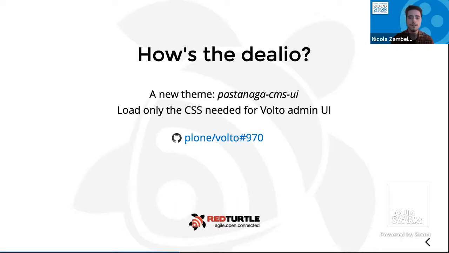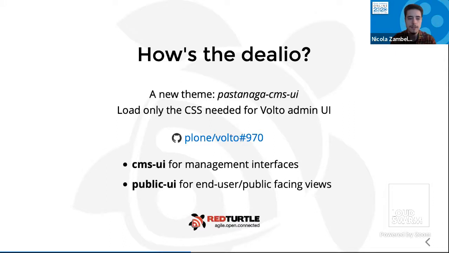The whole process has been discussed a lot and analyzed in the PR you see here, the 970, which is quite interesting if you want to read further. So now in Volto, the body element and some critical components have a CSS class to classify each element. We have CMS UI for management interfaces and public UI for the public facing views.